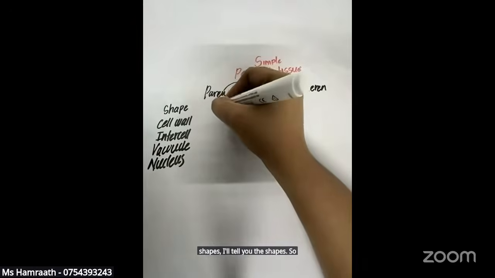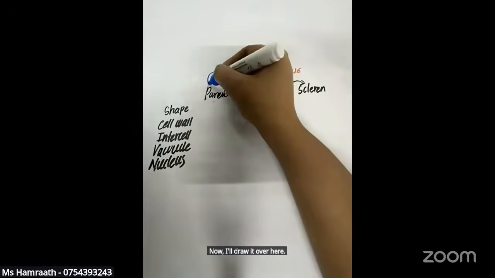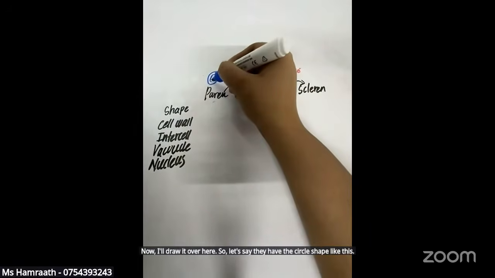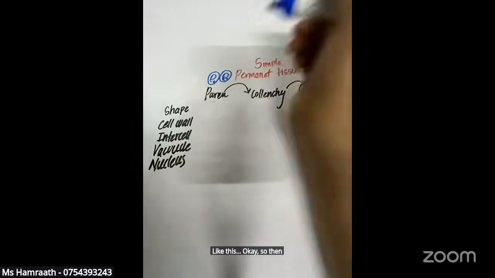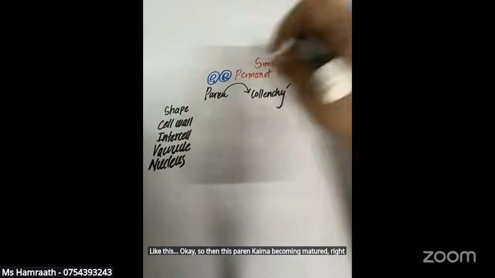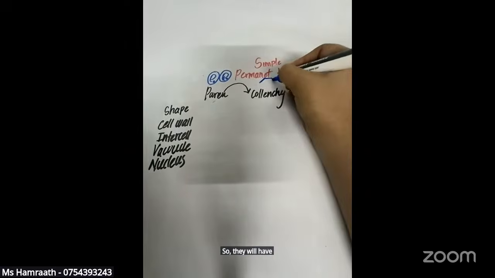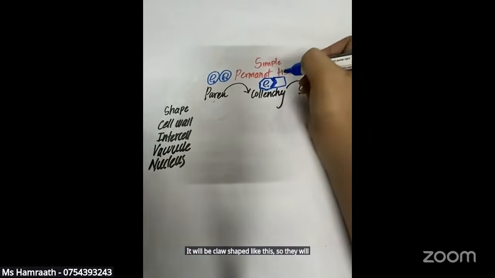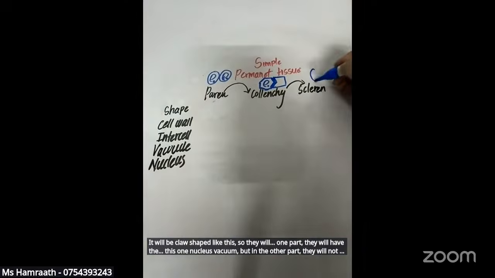Here you can take the circle shape. Now I'll draw it over here. So let's say parenchyma has a circle shape like this. Then this parenchyma becomes matured, right? Between the sclerenchyma and the parenchyma is the collenchyma. They will have a closed shape, where one side is much thicker. In one part they will have the nucleus and vacuole, but in the other part they will not. Then sclerenchyma will be completely different.